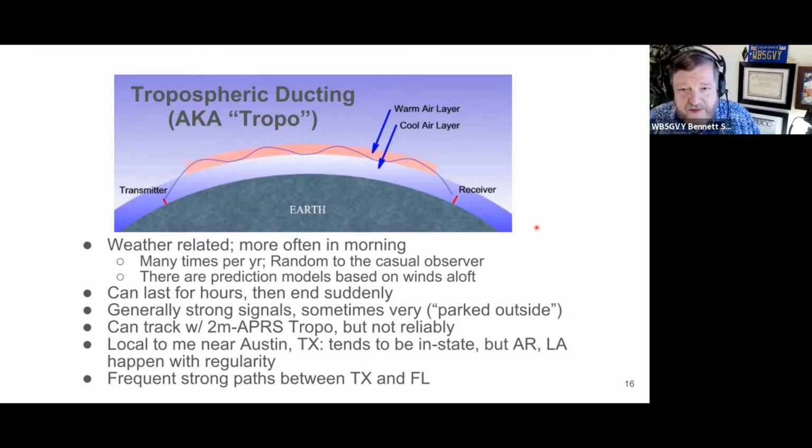Now, this is, I think, variable by state quite a bit. I live near Austin, Texas, and there tends to be a fair bit of tropo in state. There tends to be tropo occasionally to Arkansas and Louisiana with some regularity, but for where I live, the big tropo ducting is to Florida. There's many times during the year there's very strong paths between Texas and Florida that are believed to be tropospheric ducting.